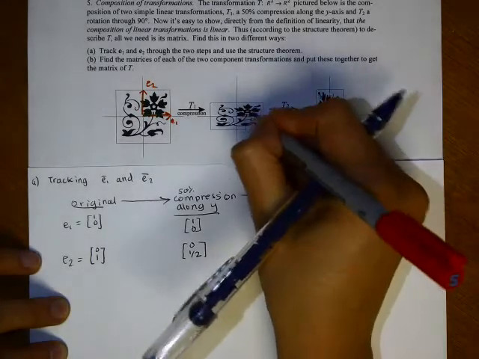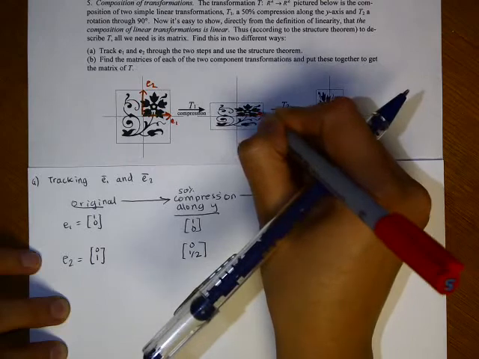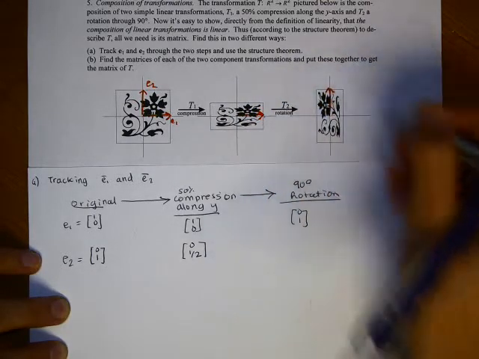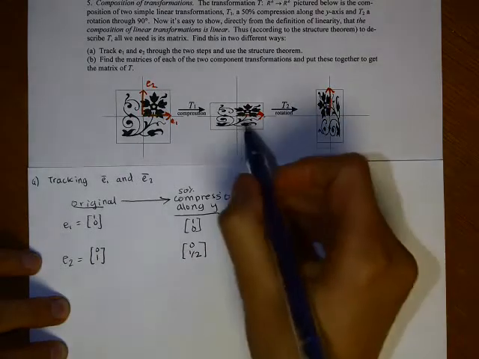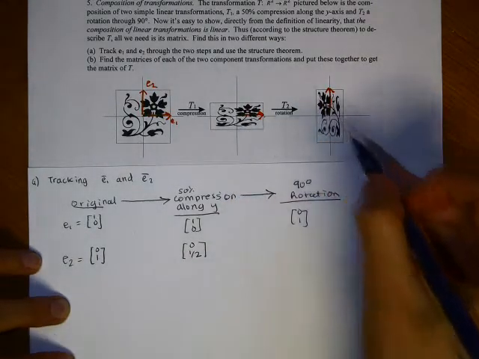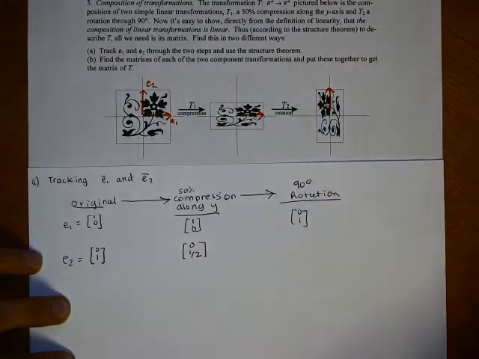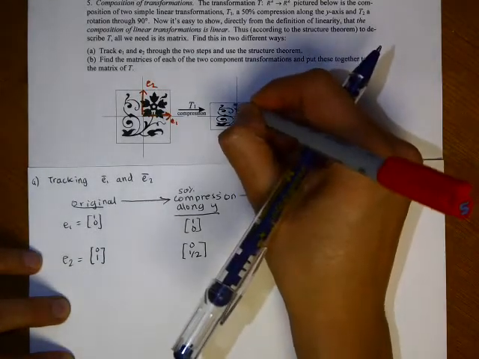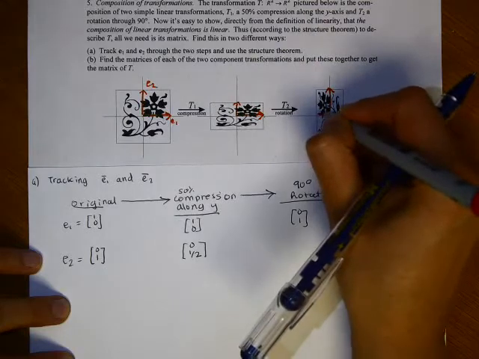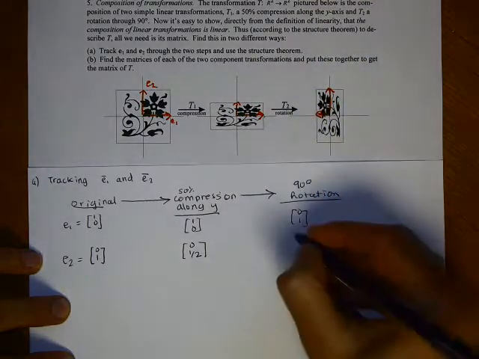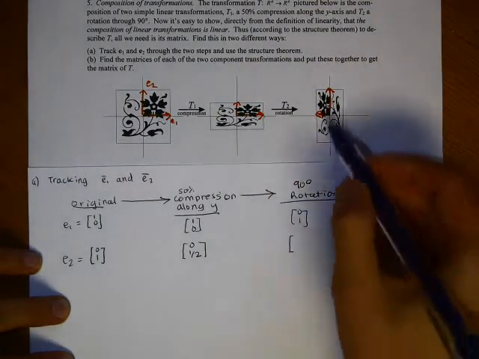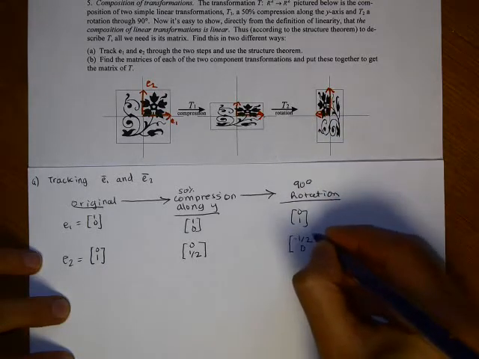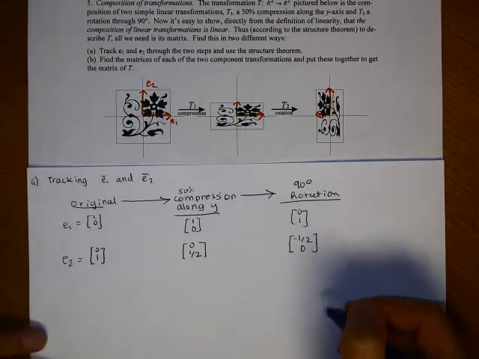So let's just trace those. E1 goes there, then it gets rotated up that way. And you can see here it stays the same length. Now for our E2, it's been squished there, and now it gets rotated over there. So now we have negative a half for our x value, and we have nothing, 0 for our y value.